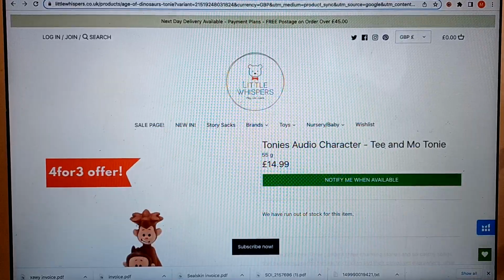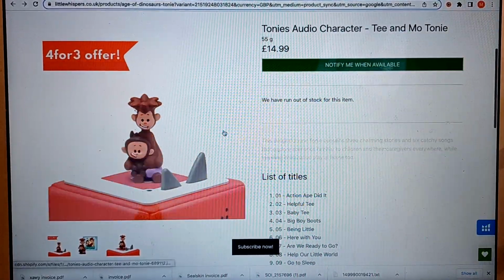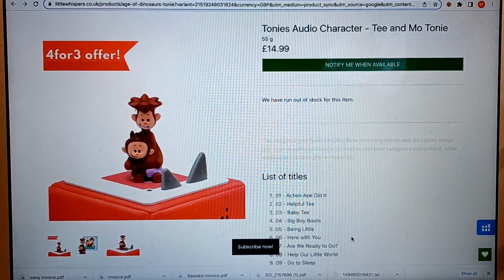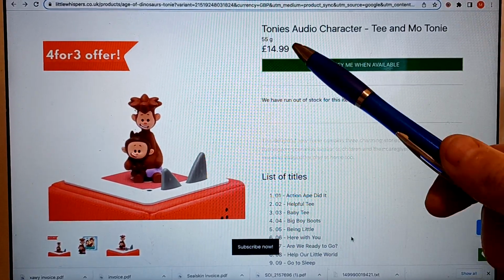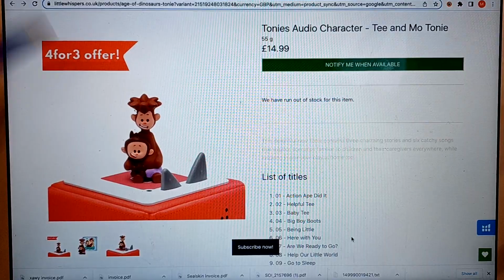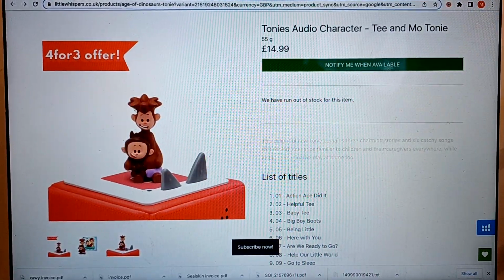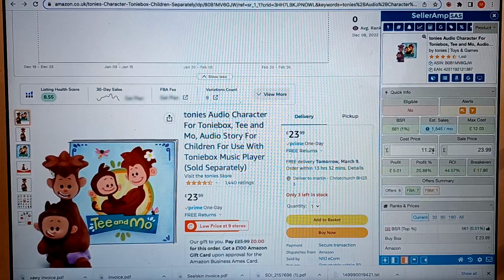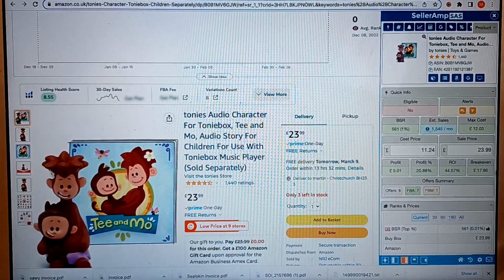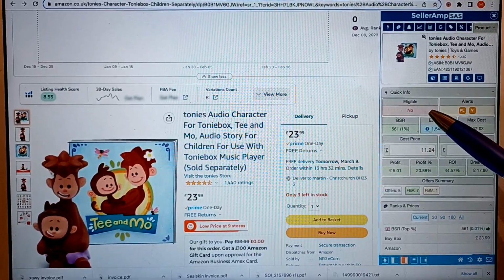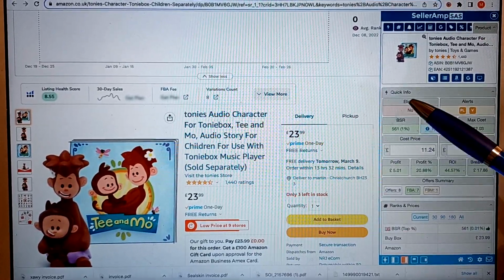So let me just find it. There we go. £14.99. Where's my picture gone? £14.99 for the product. 4 for 3 offer. And £14.99 times 3 divided by 4 is £11.24. So when you're sourcing a product, we look at all this information. Eligible? No, that's not a problem. We can always easily get rid of that.